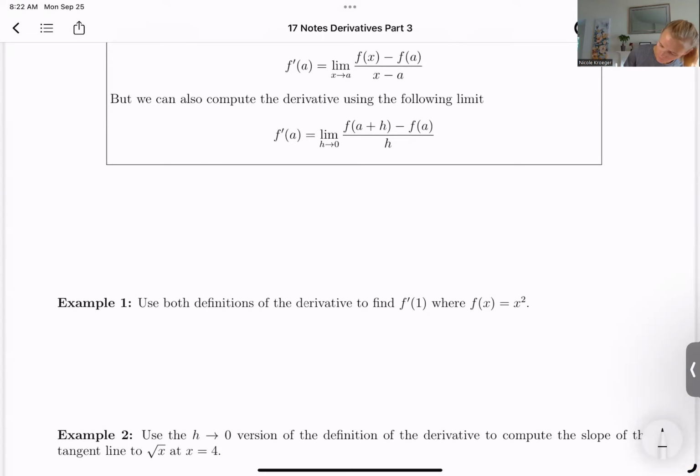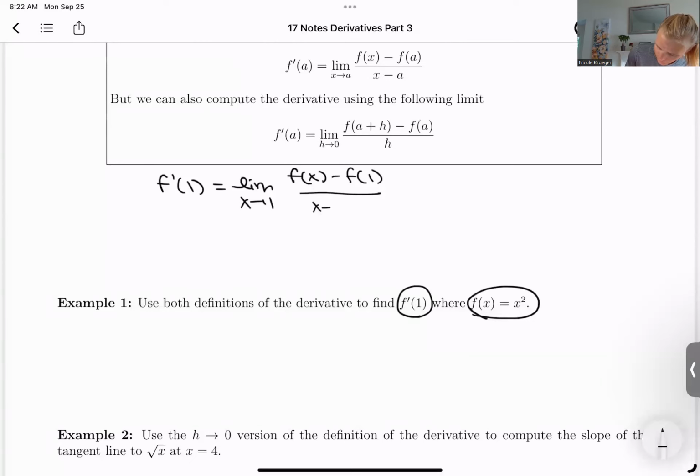So for example 1, we're going to use f of x is x squared and find f prime of 1. So let's use the first one. We should be familiar with this one, so go ahead and practice. So f prime of 1 could be the limit as x approaches 1 of f of x minus f of 1 over x minus 1.